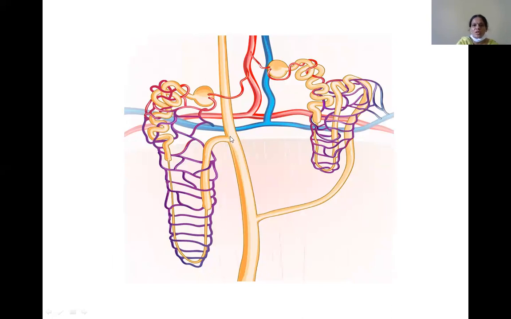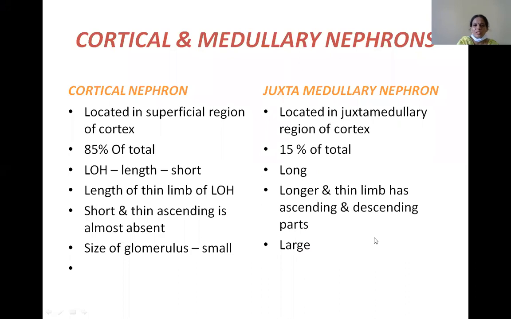So what can you guess from this? This is a picture showing the differences between the cortical and the juxtamedullary nephrons. What are the differences? The cortical nephron is located in the superficial region of the cortex, whereas the juxtamedullary nephron is located in the juxtamedullary region of the cortex. Cortical nephrons constitute about 85% of the total, and juxtamedullary nephrons about 15%. The loop of Henle here is short, here it is long.